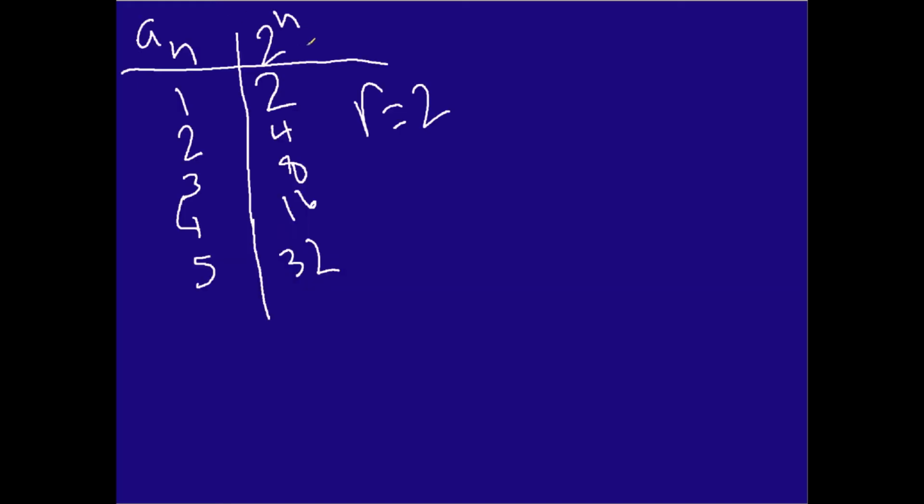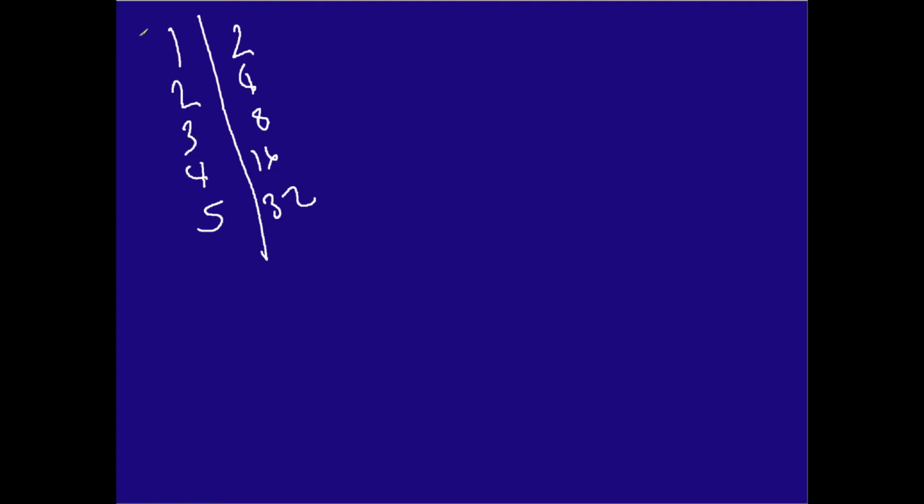Now, having said that, I want to expose you to the formula we use to find the general term of the sequence. Let me rewrite this. I've got 1, 2, 3, 4, 5, and then 2, 4, 8, 16, 32. So that's my table. Now the general term of the sequence is as follows.